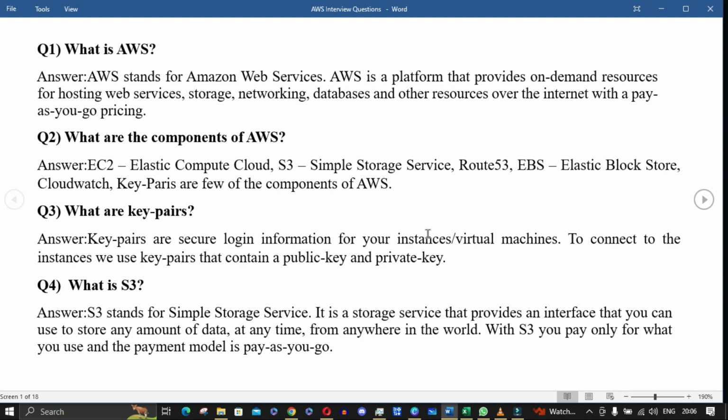What are the components of AWS? EC2, Elastic Compute Cloud, S3, Simple Storage Service, Route 53, EBS, Elastic Block Storage, CloudWatch, and Key Pairs are some of the components of AWS.